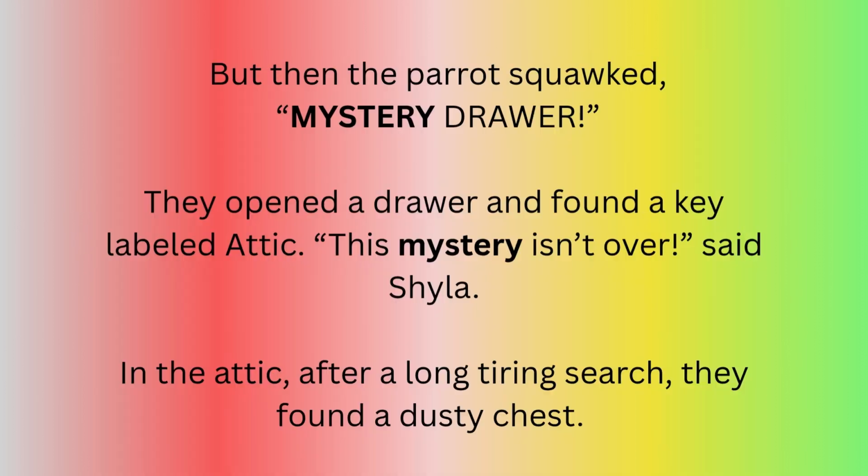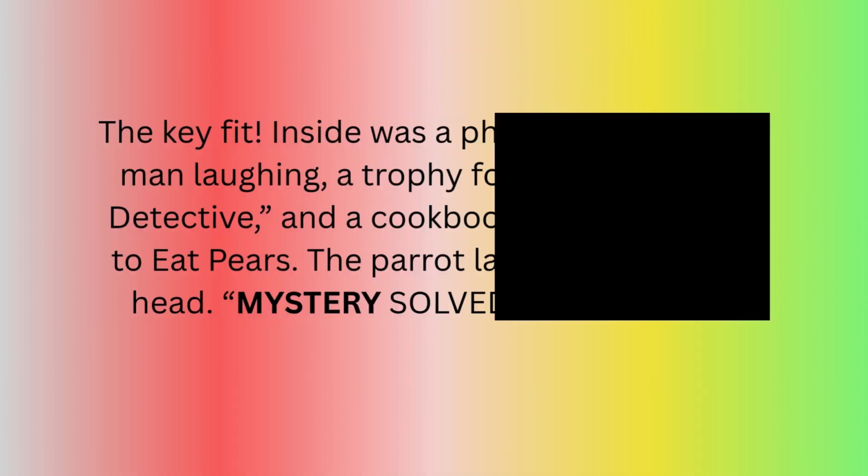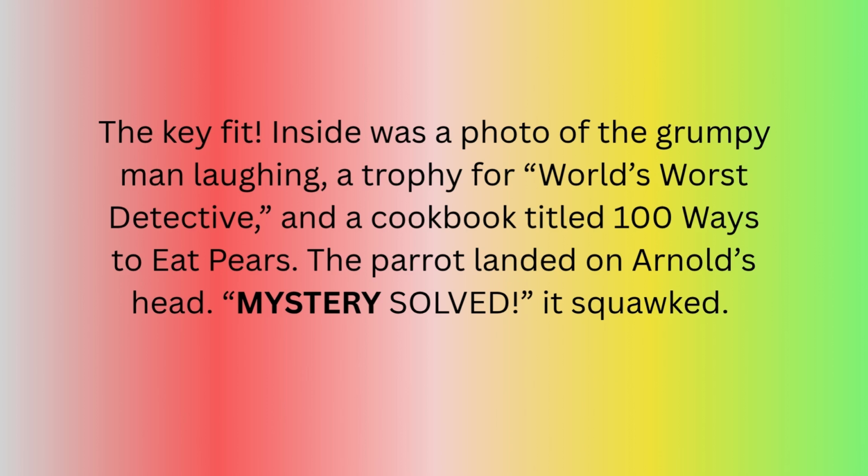But then the parrot squawked. "Mystery drawer." They opened a drawer and found a key labeled "attic." "This mystery isn't over," said Shyla. In the attic, after a long tiring search, they found a dusty chest. The key fit. Inside was a photo of the grumpy man laughing, a trophy for World's Worst Detective, and a cookbook titled 100 Ways to Eat Pears. The parrot landed on Arnold's head. "Mystery solved," it squawked.